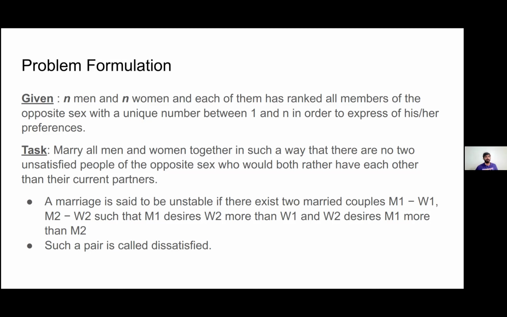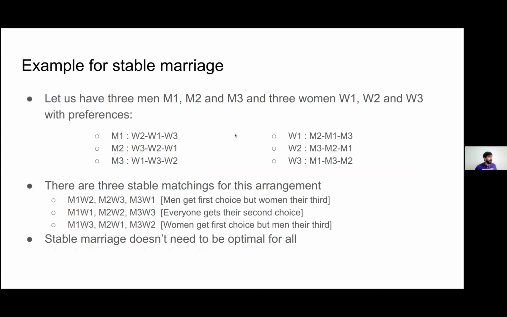So what does it mean for there to be an unstable marriage? If there exist two married couples, M1W1 and M2W2, such that M1 desires W2 more than W1, and W2 desires M1 more than M2. So in this case, the opposite partners should have been more stable than the current ones, because in the current situation, someone prefers someone more, and the other person also prefers that person. So such a pair is called dissatisfied.